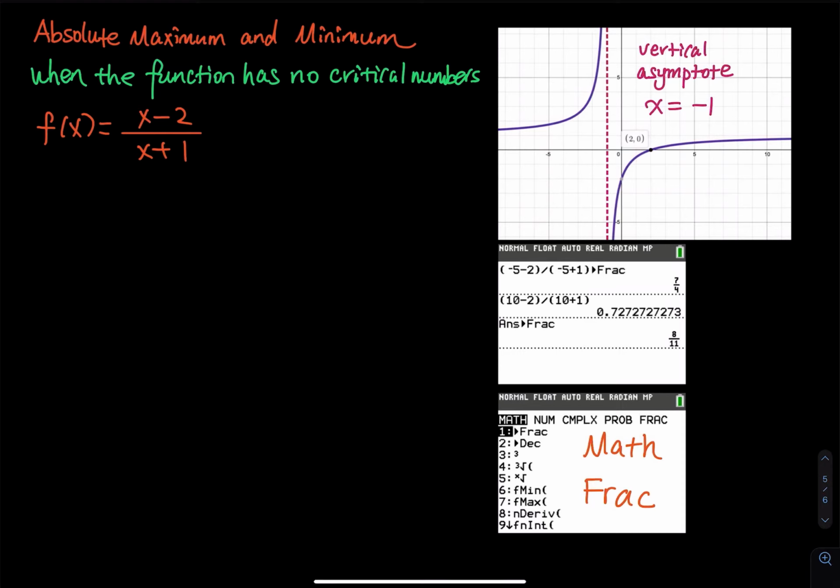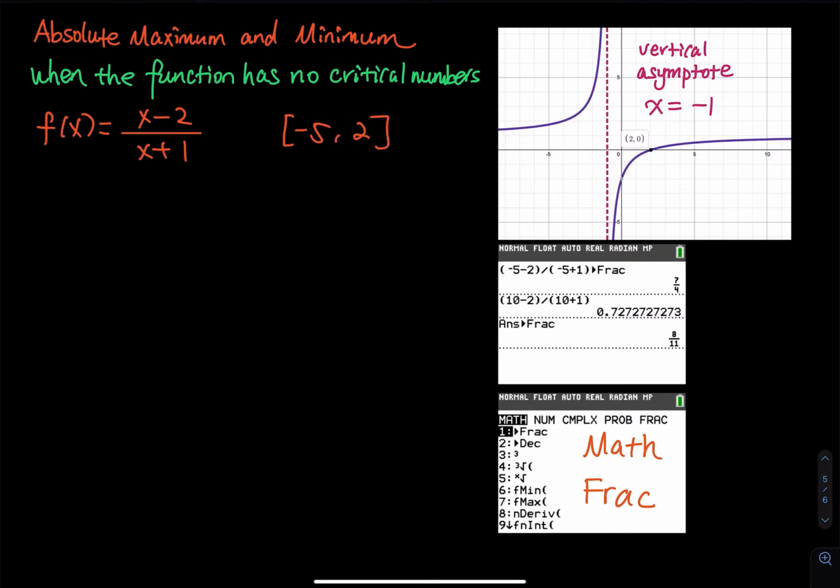f of x equals x minus 2 divided by x plus 1. In this problem, one thing I would like to find out is what happens when the function has no critical numbers. What to do? First things first, I have to give you a closed interval. So the closed interval, let's do negative 5 to 2. Negative 5 to 2. So this is our closed interval.